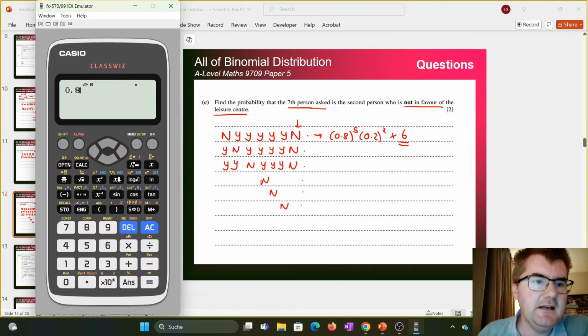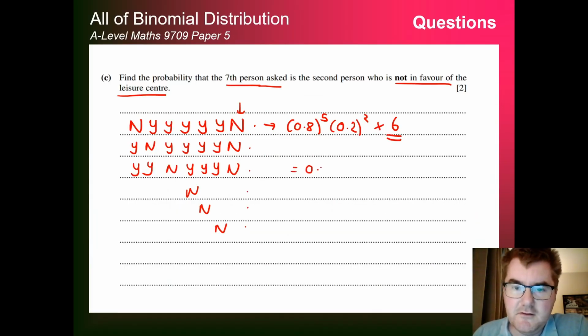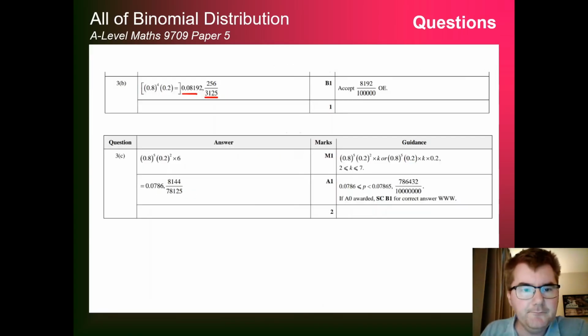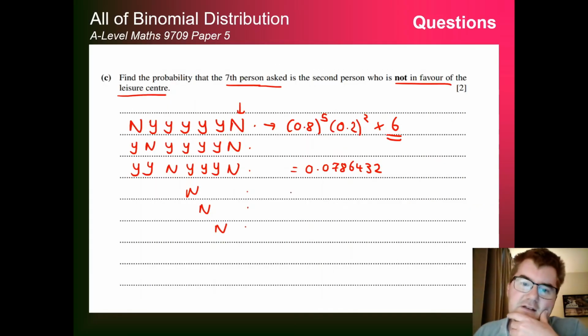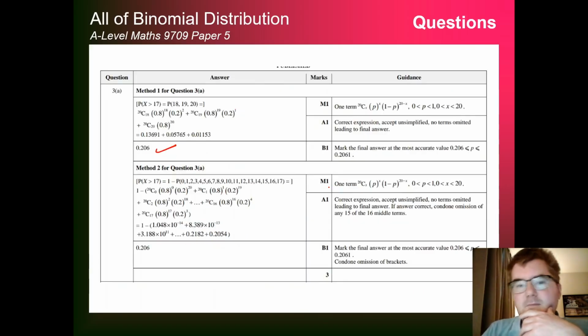Once we have this, then we can just put this into the calculator. So 0.8 to the power of 5 times 0.2 squared times 6. I did the arrow thing again. Oh no. There we are. And we get the answer of 0.0786432. Again, would I keep that as is? Probably, I guess. And they've rounded to 3SF, which makes sense. So 0.0786 to 3 significant figures.